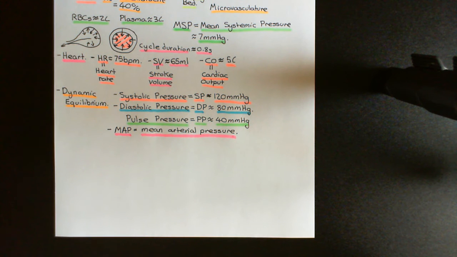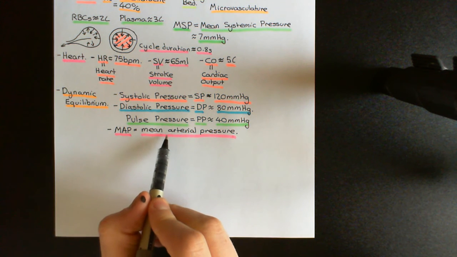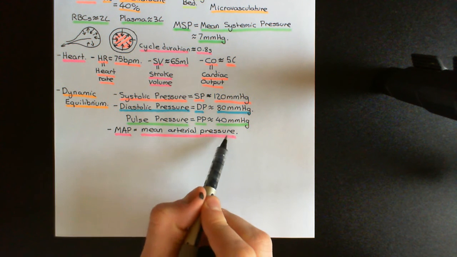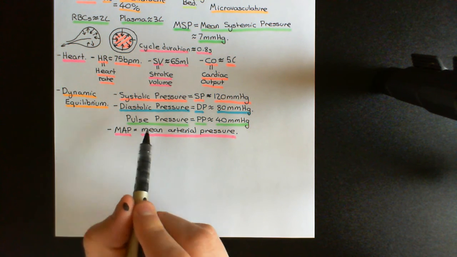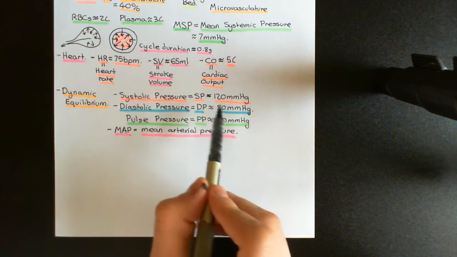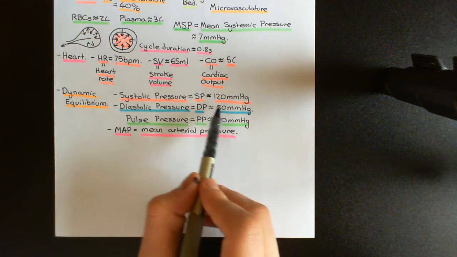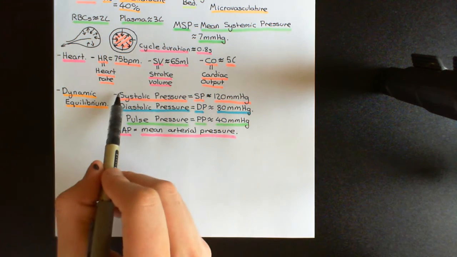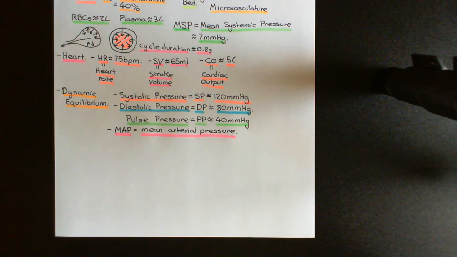The concept of mean arterial pressure is it's the pressure that you'd have to have in the arterial system, and if you kept this in the arterial system continuously, then in 0.8 seconds you would move the same amount of blood as you would with it actually fluctuating in this way. So let me explain a little bit better than that.